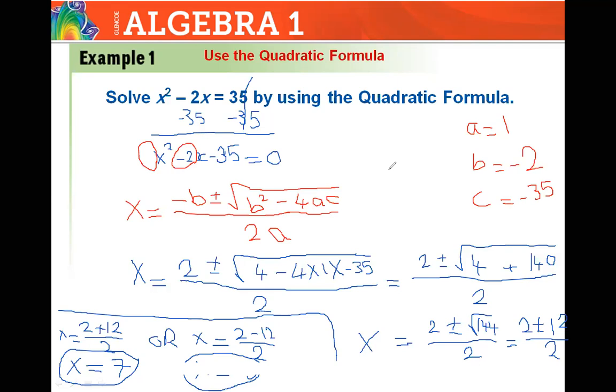After that, he takes the value of a. A is the coefficient of x squared, which is equal to 1. B is the coefficient of x, which is negative 2. You must be keen about the negative sign. And c is equal to negative 35. After that, he wrote the rule. The rule says that x, the value of the variable, will be equal to negative b, plus or minus the square root of b squared minus 4ac, over 2a. From where do you get this? This is called the general rule, the general rule to solve the quadratic equation.